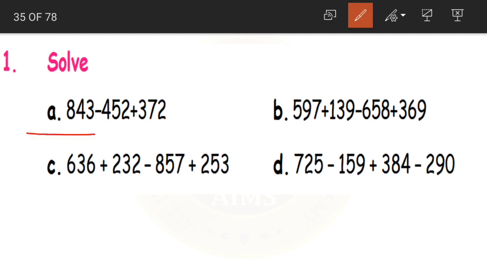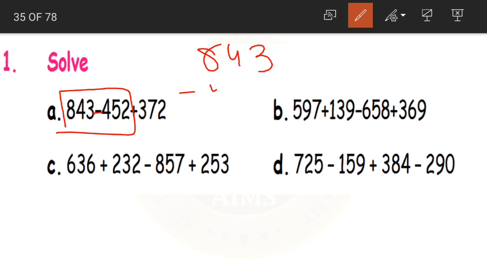Okay children, coming to the first question, 843 minus 452 plus 372. Again, see, one subtraction symbol and one addition symbol. What to do? First, there is a subtraction symbol, so we will subtract 843 minus 452. 3 minus 2, 1. 4 minus 5, not possible, so we will borrow. 4 becomes 14, 8 becomes 7. 14 minus 5, 9. 7 minus 4, 3.